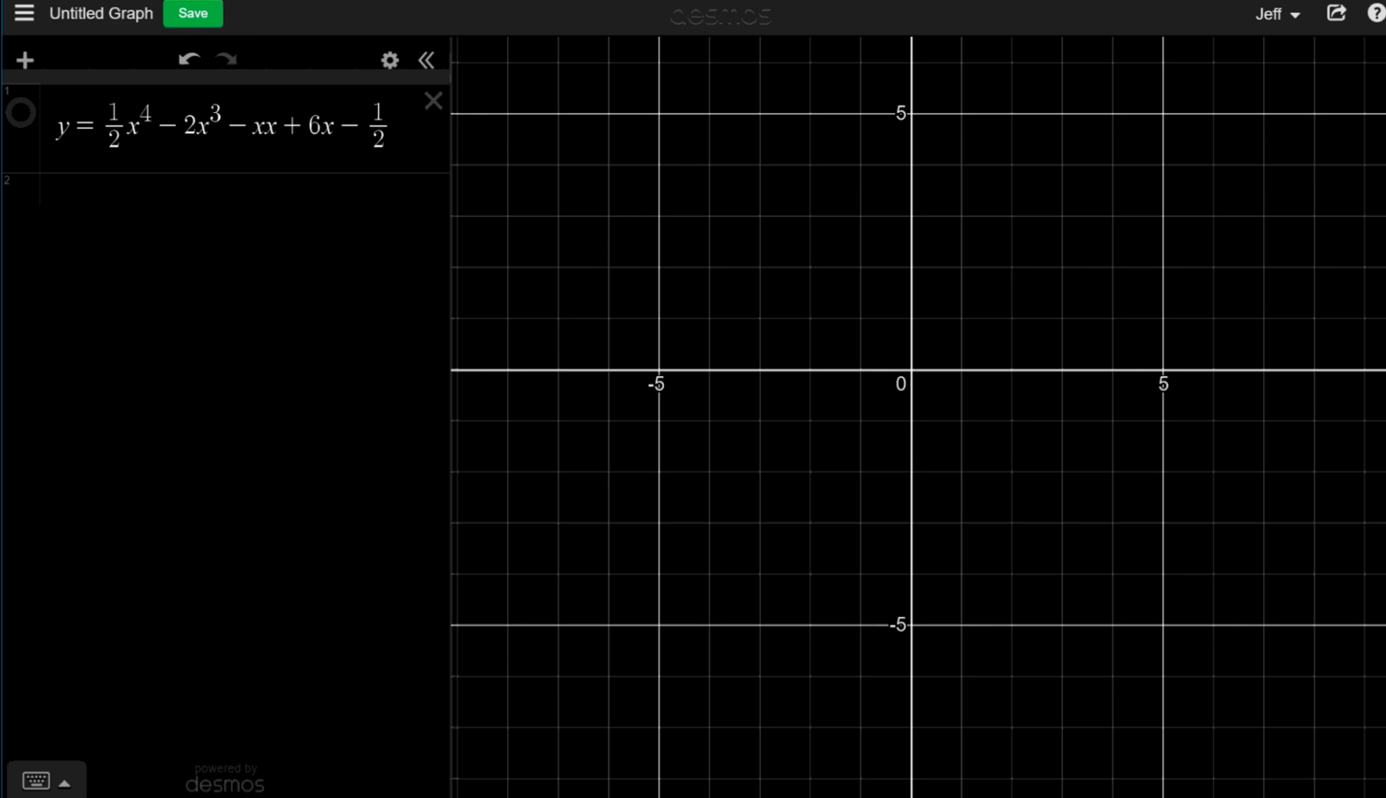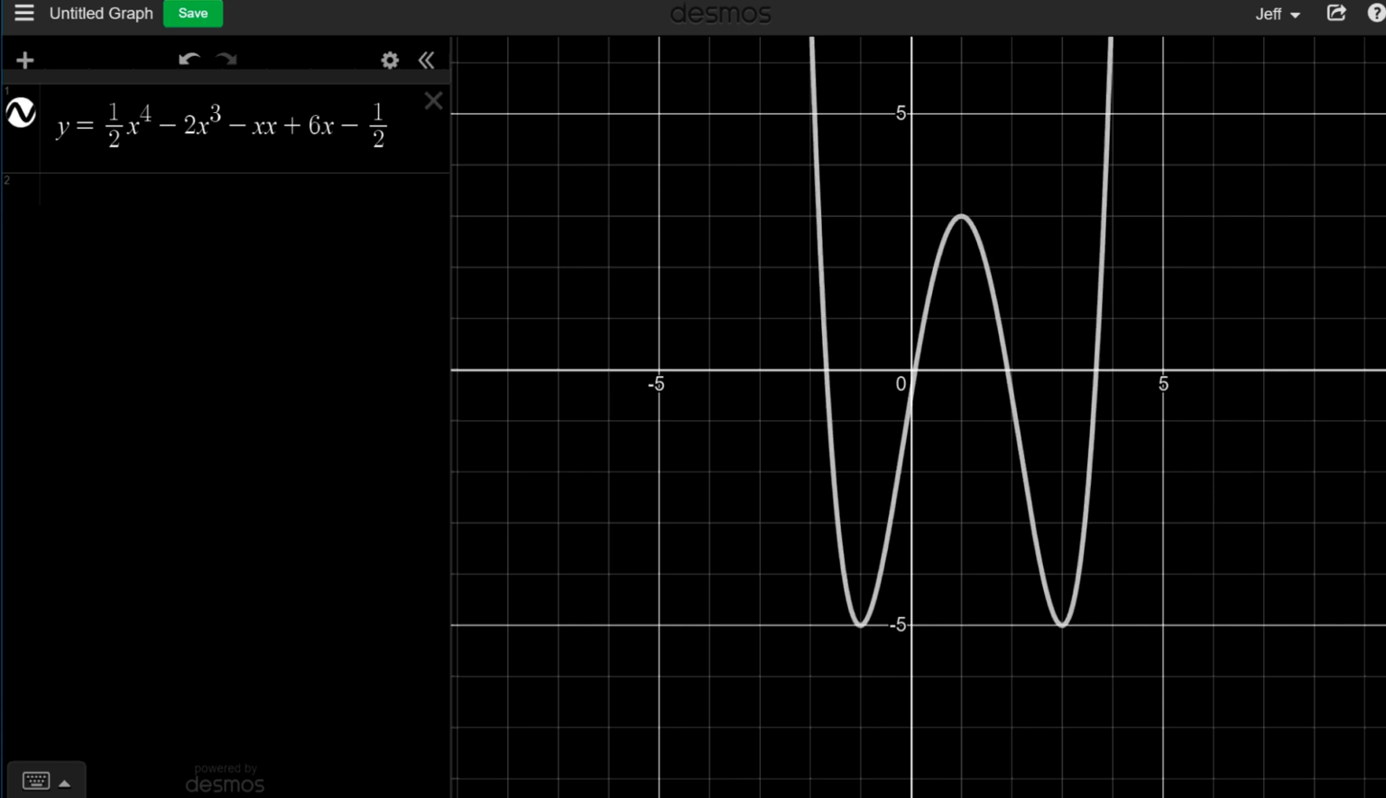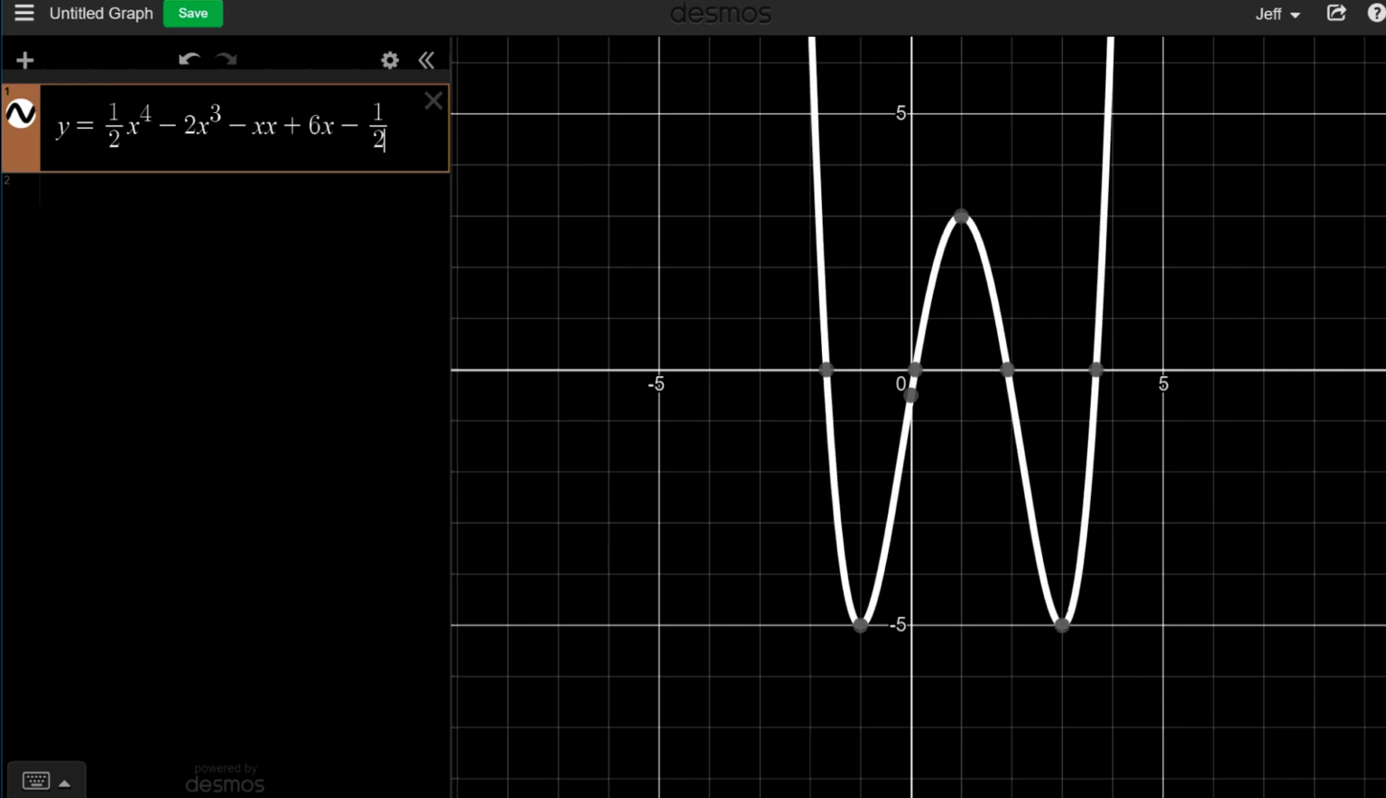I've got this polynomial typed in, and we're going to take a look at this polynomial. And it looks like this. So it's kind of a W-looking shape. And so max and mins are where it has kind of a valley or a peak. And so it's fairly self-explanatory.